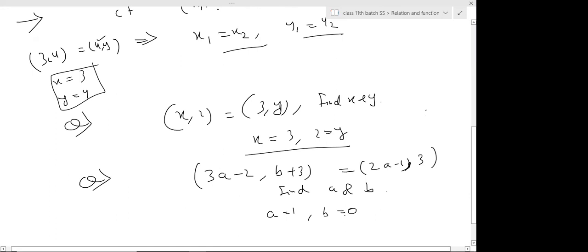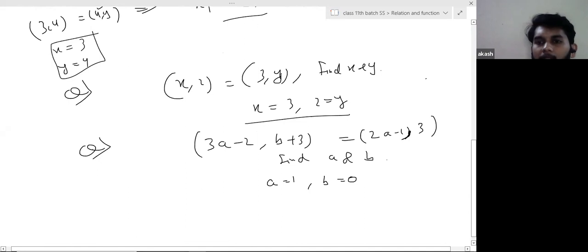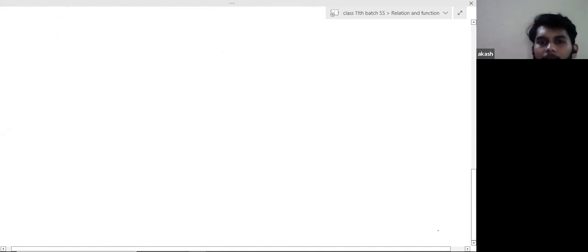All right. Arnav? No, I'm still solving. All right. So same answer, a is equal to 1 and b is equal to 0. So this is clear, right? Equality of two ordered pairs is very easy. Just compare the corresponding elements and you will be done.